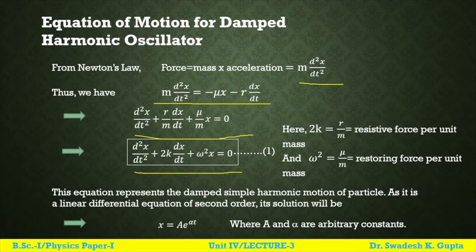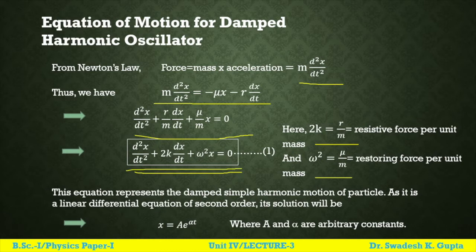Here 2k is equal to R by m and omega square is equal to mu by m. In a general way, we can say that 2k is the resistive force per unit mass and omega square is the restoring force per unit mass. Omega square you have already seen in the previous lectures. So this equation represents the damped simple harmonic motion of the particle.